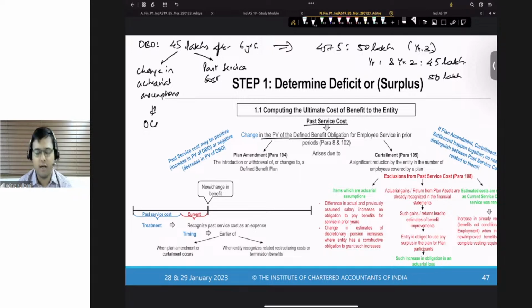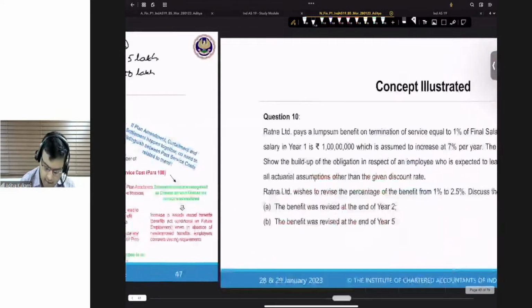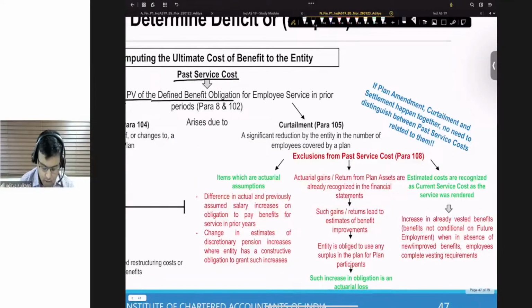Where are you going to record it? You will be taking it to the profit and loss. You will not take it to the other comprehensive income. Okay. Curtailment means reduction in the number of employees covered by the plan.